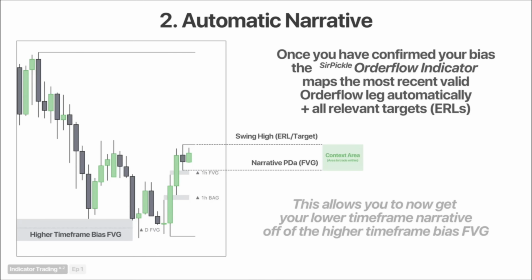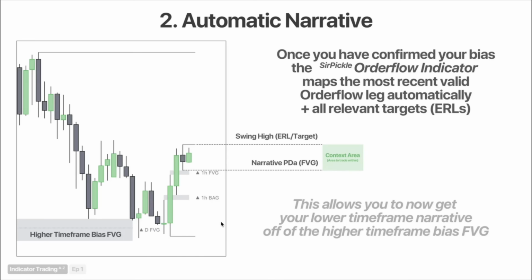So it will also automatically plot your narrative arrays, and the indicator is coded very intelligently here. It understands the time frame hierarchy, and it will always prioritize the highest time frame fair value gaps over the lower time frame fair value gaps. So it's always incorporating magnet theory into them.